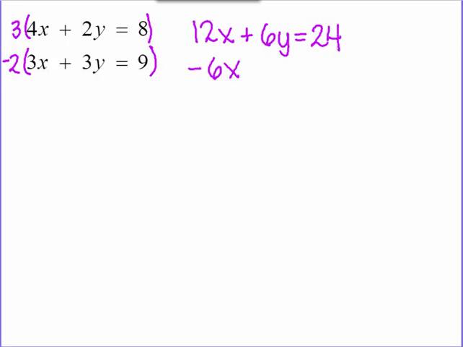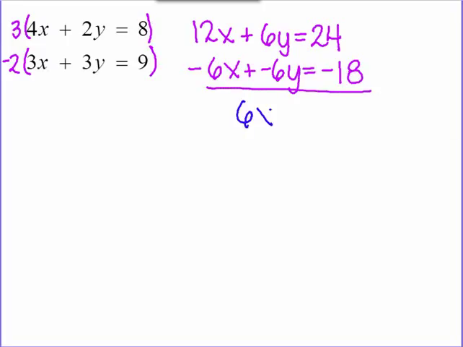Yep. There you go. Okay, and then you would just go ahead and be able to eliminate. So you're going to have to multiply both the top and bottom equation. Now if I add those together, I end up getting 6x to equal what? 6. Go ahead and divide by 6, and you get x to equal 1.